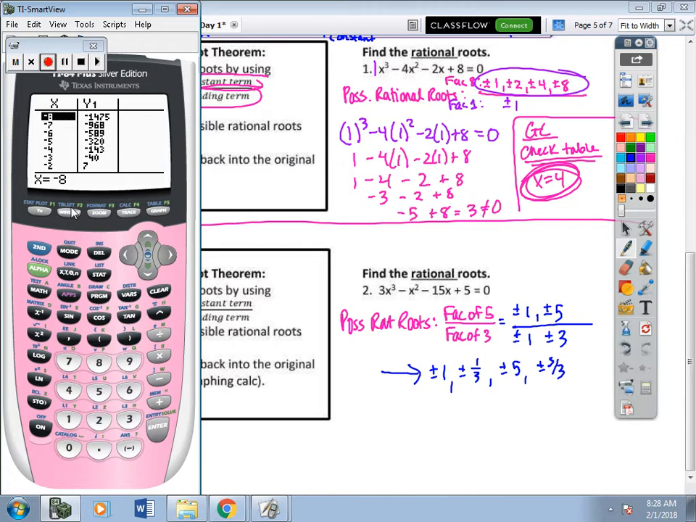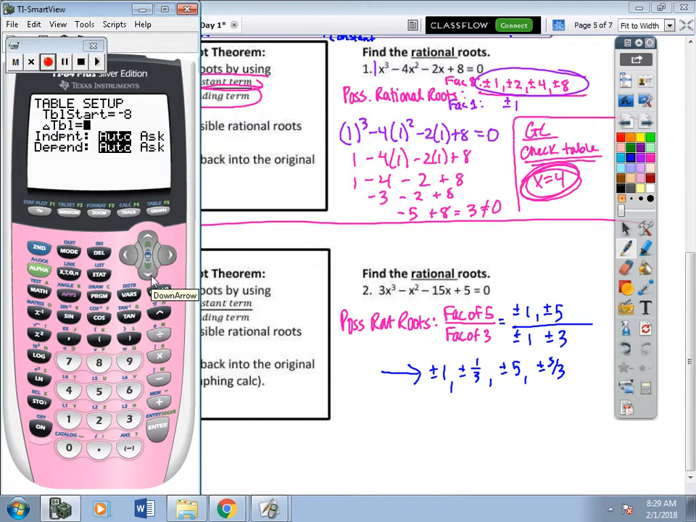This is our window. If you notice above, it's table set. So if you wanted to, you can change the table. Instead of counting by ones, it can count by 1/3 if you wanted to, because these are all thirds. But some of you, once you change it, you don't change it back, and then you'll come to me like 2 months from now and go, "I don't know why my table looks so funny." So you might not want to mess with it if you're not a fan of the graphing calculator.